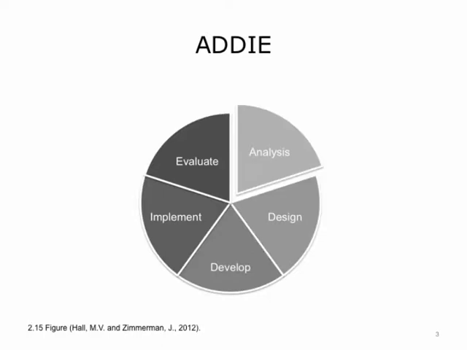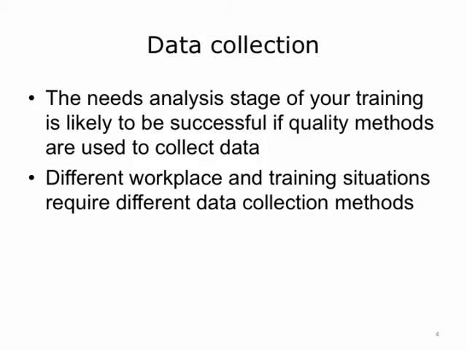In Lecture 1, we learned that needs analysis is the first step in designing training programs and is required to determine if training is needed, where training is needed, what needs to be taught, and who needs to be trained, and explored a systematic way of gathering information to answer those questions. In essence, the needs analysis stage of instructional design is a series of data collection steps. The success of a needs analysis will depend on the quality of the methods used to collect the data.